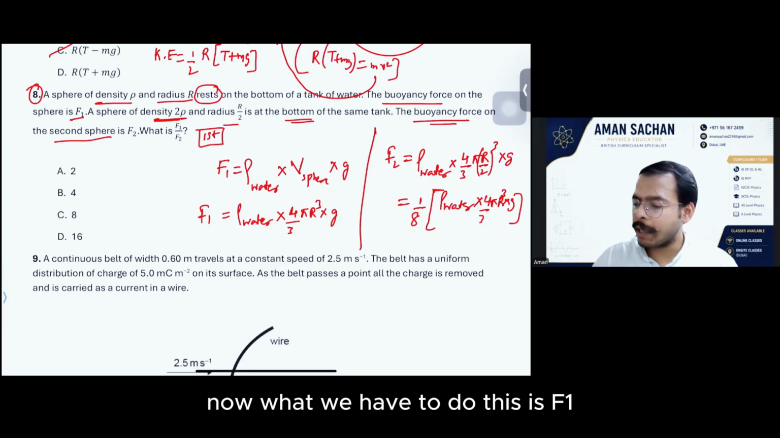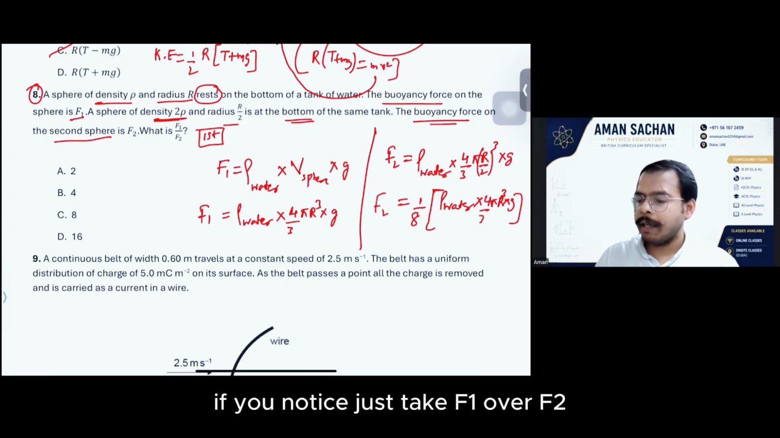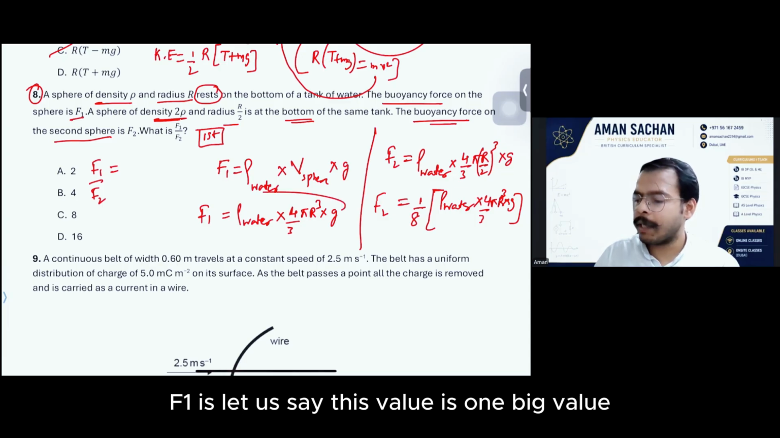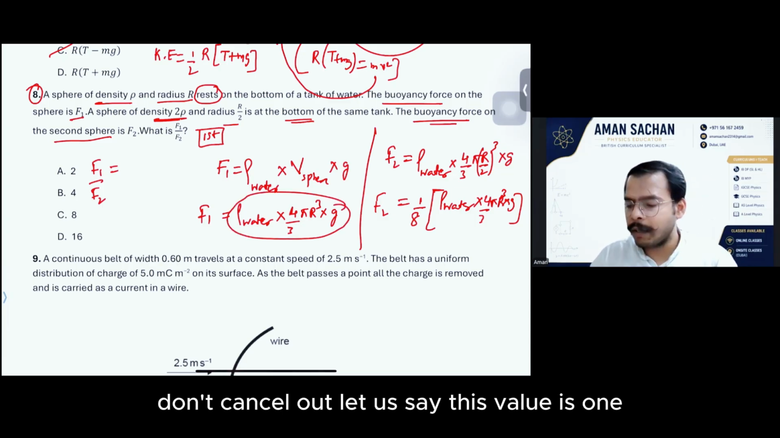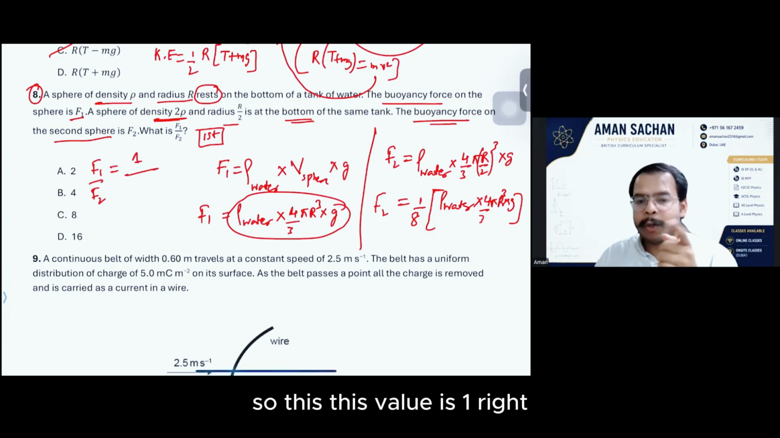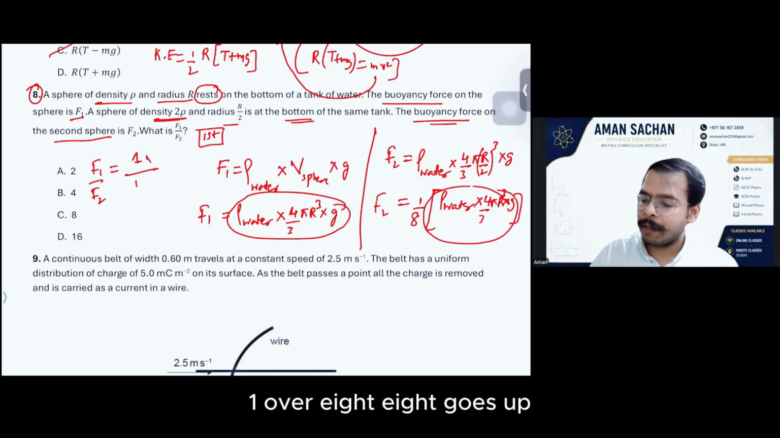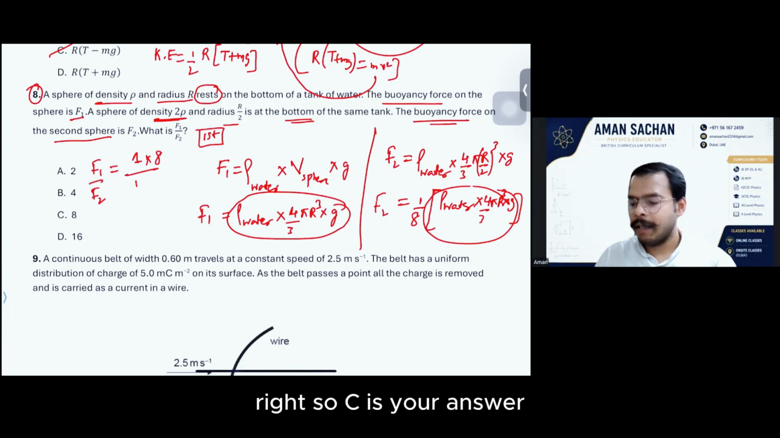Now this is F1, this is F2. Just take F1 over F2. Let us say this big value is 1, don't cancel it out. So F1 over F2 is 1 over 1 by 8, so it is 8. 8 goes up, right? So C is your answer.